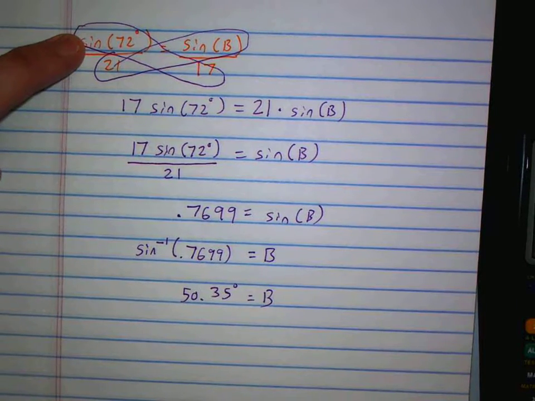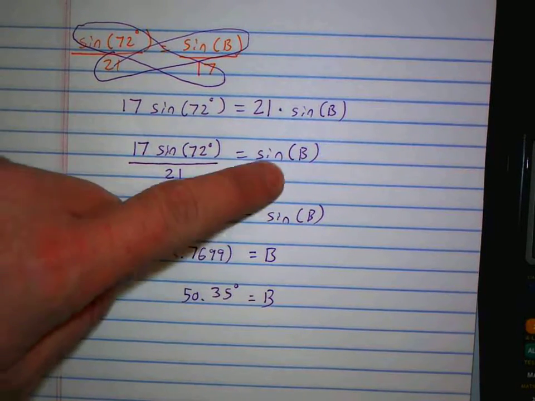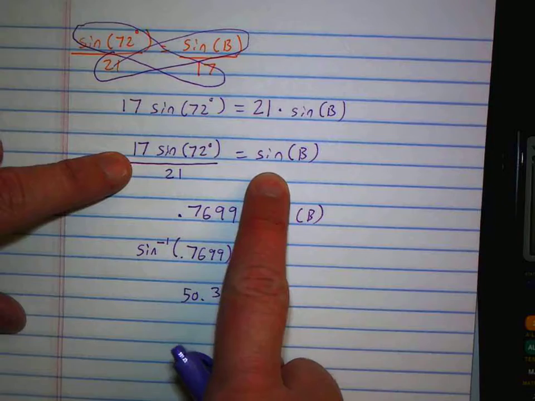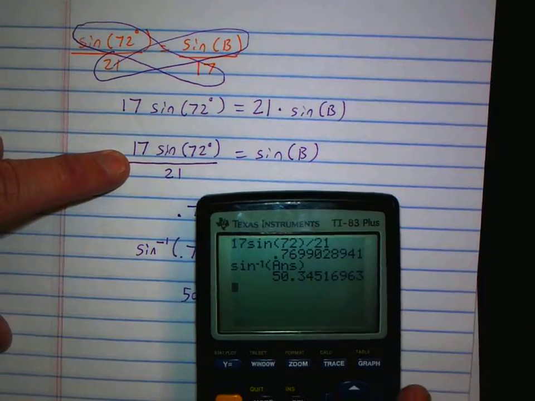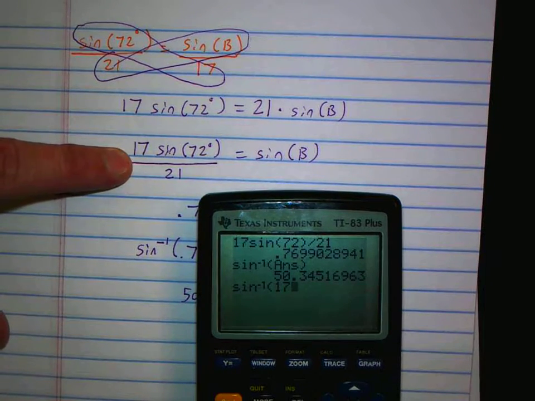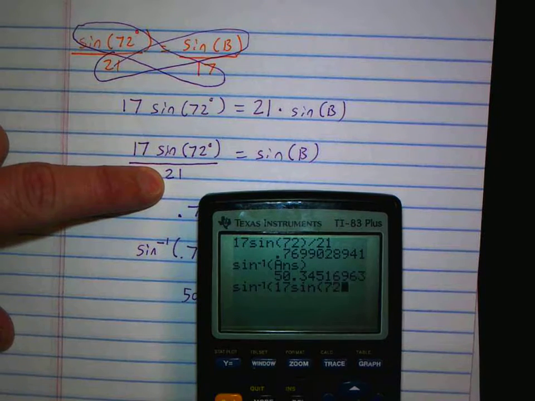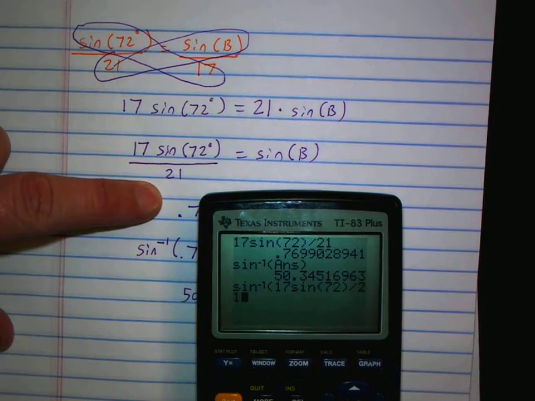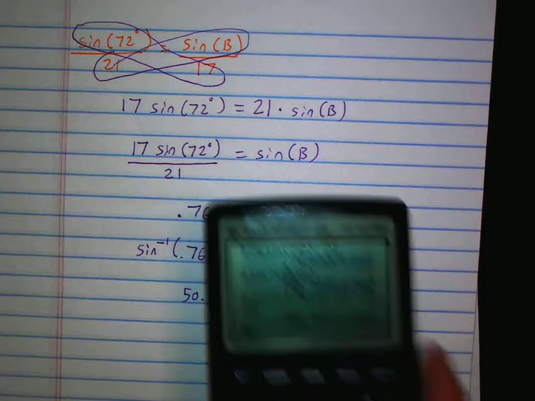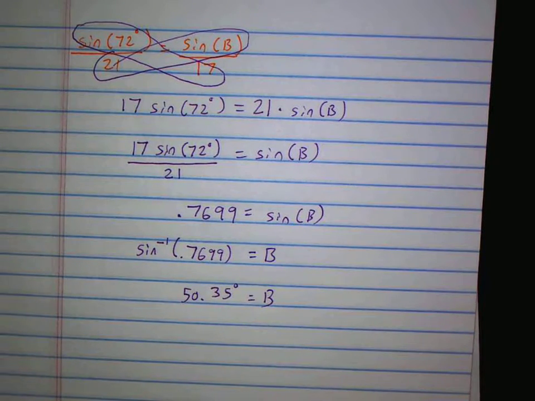So I had my proportion, I cross multiplied, I got sine of B by itself. Once I had sine of B by itself, I did the inverse. Now technically, if you wanted to at this step, you could type it all in as sine inverse, and then type in 17 sine 72 divided by 21, and you'll still get the 50.35 degrees. You see that? You could type it in all at once if you wanted to. Or I think most kids like to do one piece and then the other piece. So it's not too much. Up to you. But all we found is angle B is around 50.35 degrees.